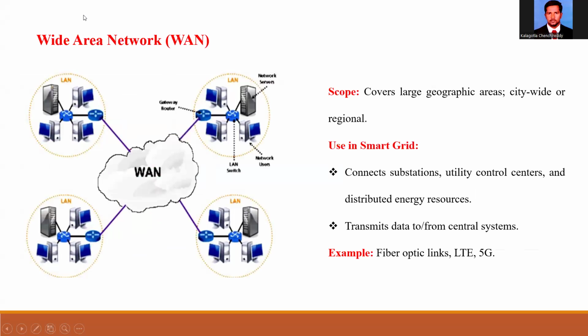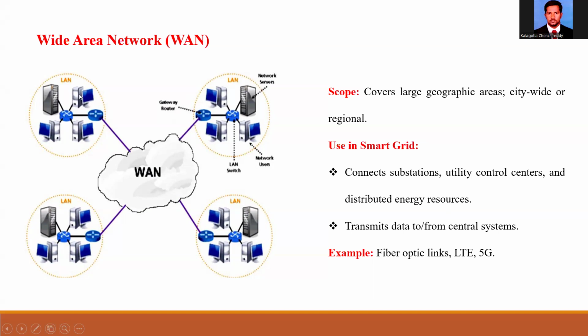Next, wide area network. This is the wide area network. It covers a large geographical area, city-wide or regional. It covers the wide area. The use of a wide area network in smart grid: it connects the substations, utility control centers, and the distributed energy resources.